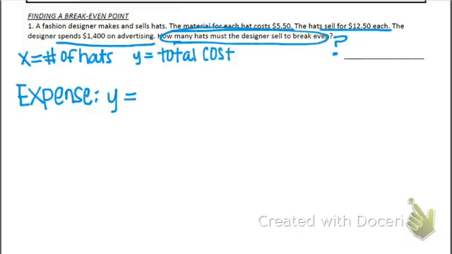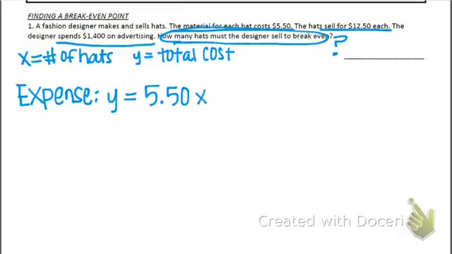And what is one of her expenses? Who can tell me one of her expenses? Jen, what's one of her expenses? The materials for each hat. How much does she spend on each hat for materials, guys? $5.50. So it's going to be 5.50 per hat. So that means times x, the number of hats, right?